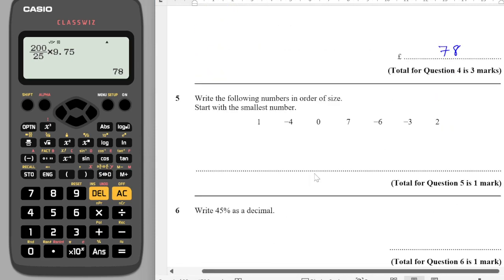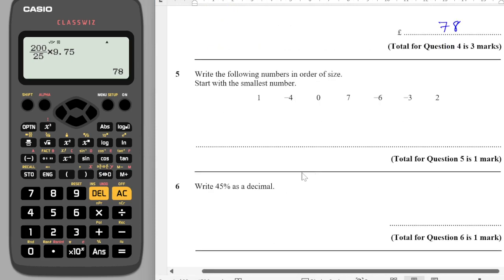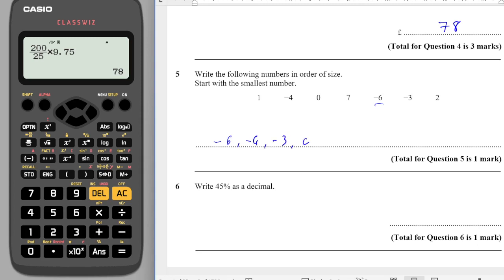Okay, question 5. Write the following numbers in order of size, starting with the smallest. So the smallest one on this list is looking like -6. So going -6, -4, -3, 0, 1, 2, and 7.